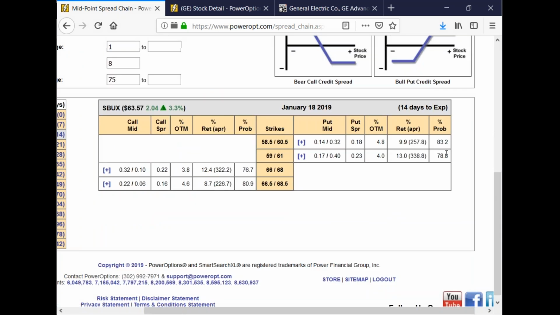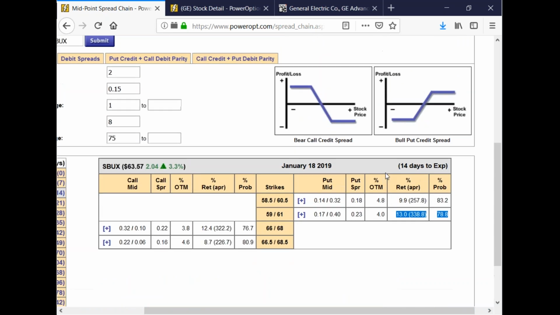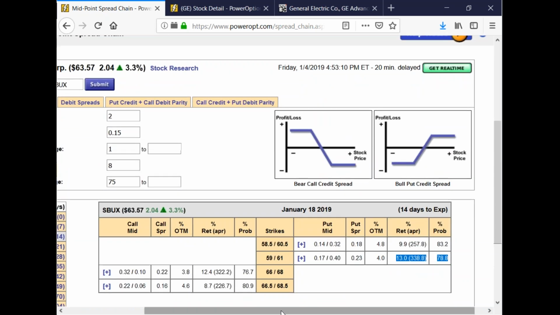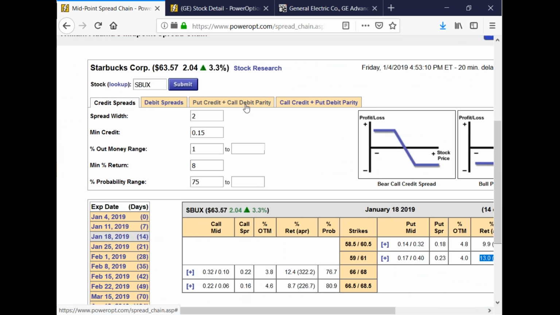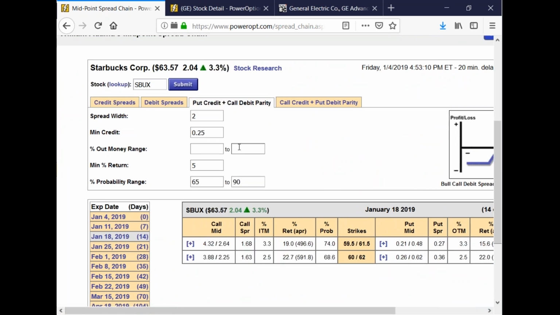Now, I could do a bull call debit, maybe, with the same exact strikes, which would be in the money for the calls instead of out of the money, and it would cost me a debit. But I'll have the same probability, but I might have a higher return. And to see that on this tool, I'm going to click on Put Credit and Call Debit Parity.